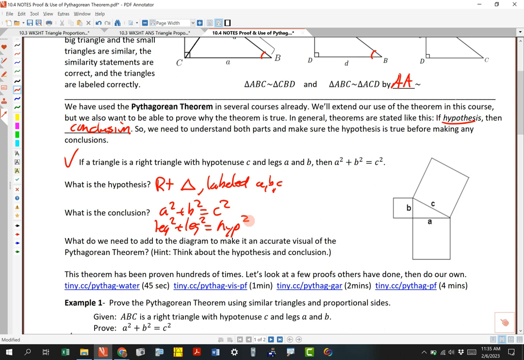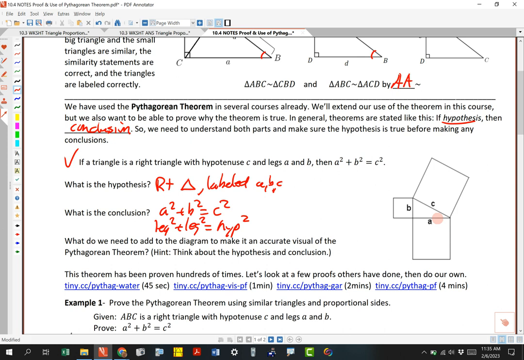The other two sides are legs. So what we're doing is we're squaring the legs, we're adding them together, and it equals the square of the hypotenuse. Okay? That's what it means. Now, if we're going to make sure that this is an accurate diagram that depicts the Pythagorean theorem, what might we want to add to this so people could tell by looking, oh, this is what we've got? Because there's a couple things missing here. There's at least one that's super important.